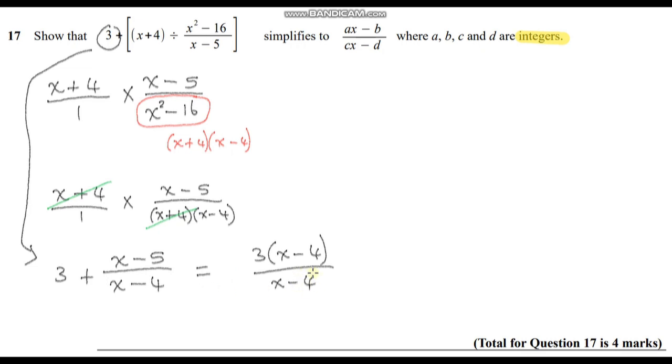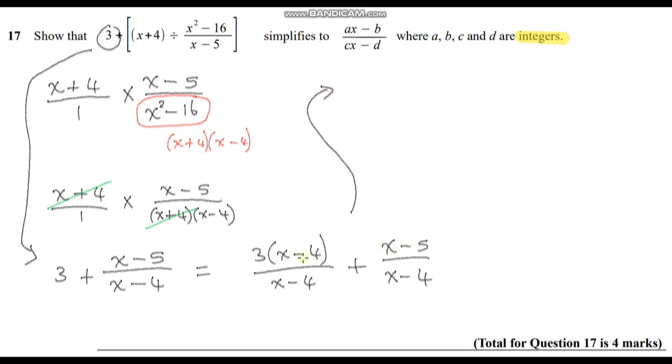Obviously I want my denominator to be x minus 4, so we've got that plus x minus 5 over x minus 4. And now notice we've got the same denominator, so we can just add the numerators together. So let's come up here now.